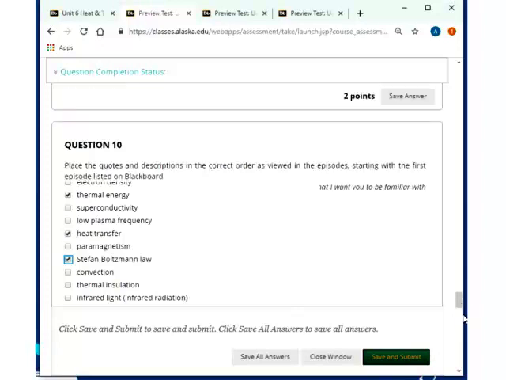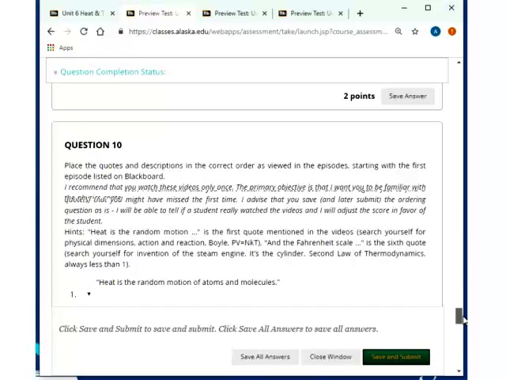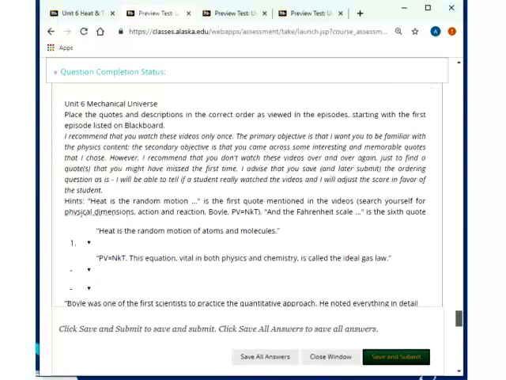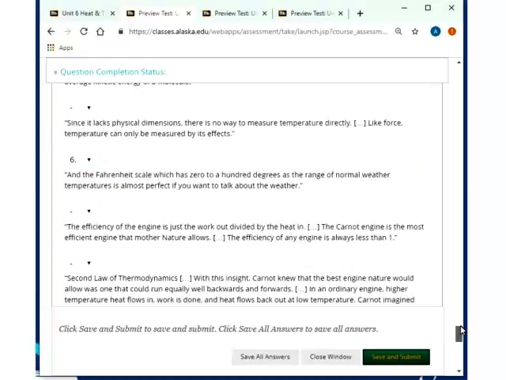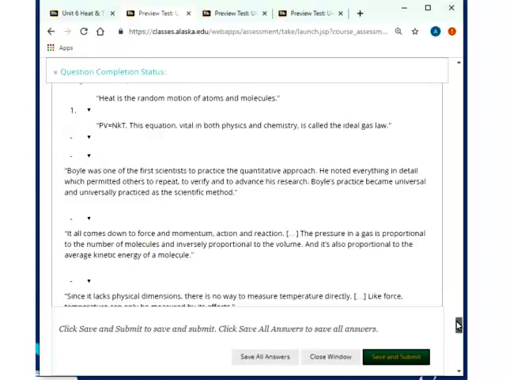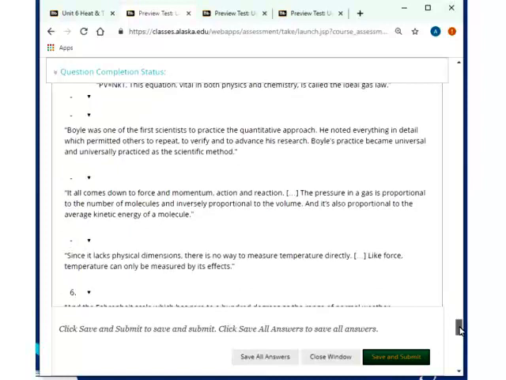Read through it. And then the mechanical universe, 2 videos. That's what you have to watch. So again, I'm going to give away that heat is the random motion. That's the first quote. And the Fahrenheit scale here is the 6th quote, so I give that away. And I think the others are kind of backwards. So if you look at these 4, I believe this is the 2nd, this is the 3rd, this is the 4th, this is the 5th. And the same thing for the other video. But don't take my word for it. I really want you to watch these videos as well.